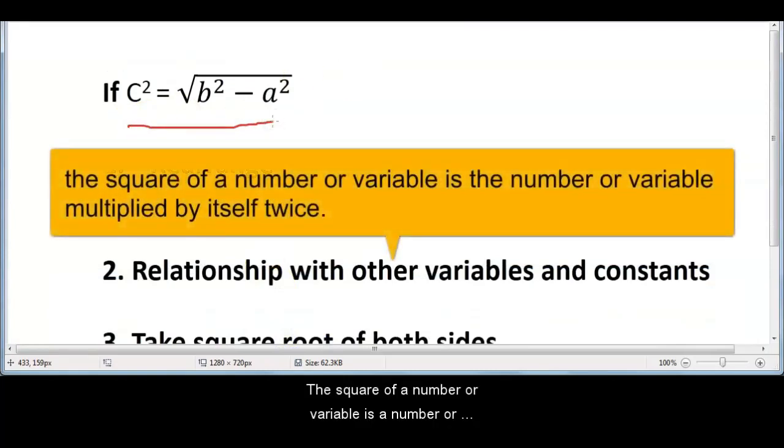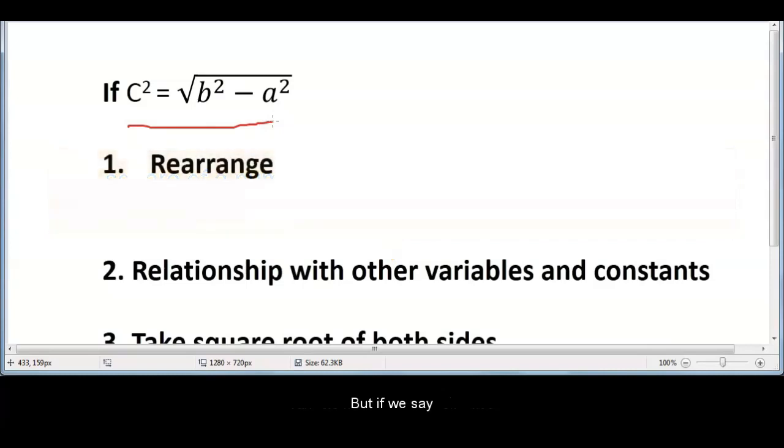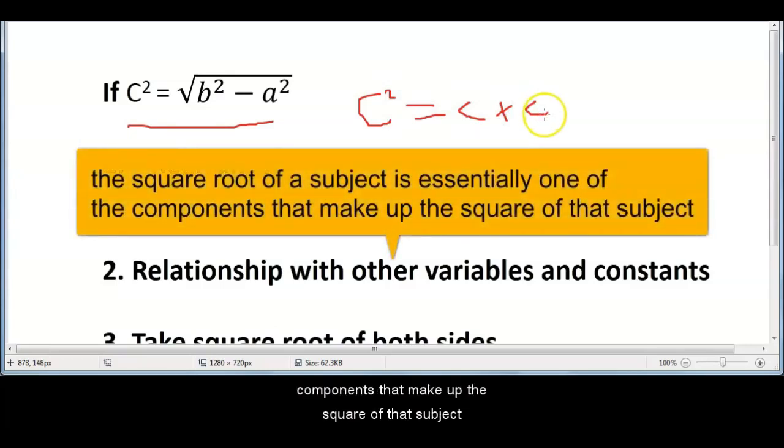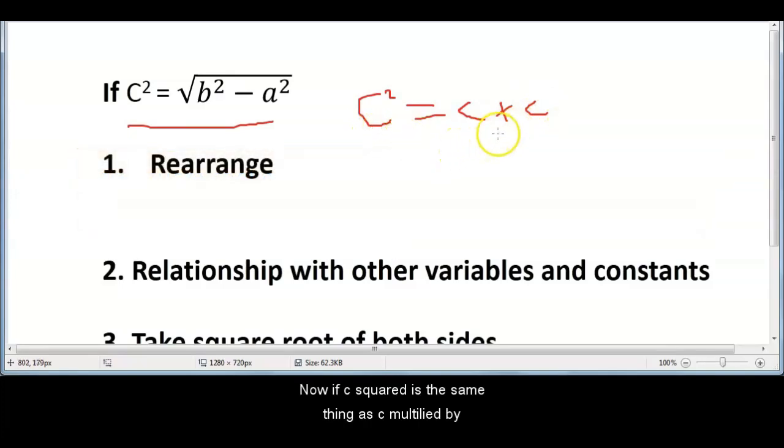The square of a number or variable is the number or variable multiplied by itself twice. So if we say c square, then c square is the same thing as c multiplied by c. The square root of a subject is essentially one of the components that make up the square of the subject. Now if c square is the same thing as c multiplied by c, then the square root of c square is c, because c is the variable that multiplies itself twice to form c square.